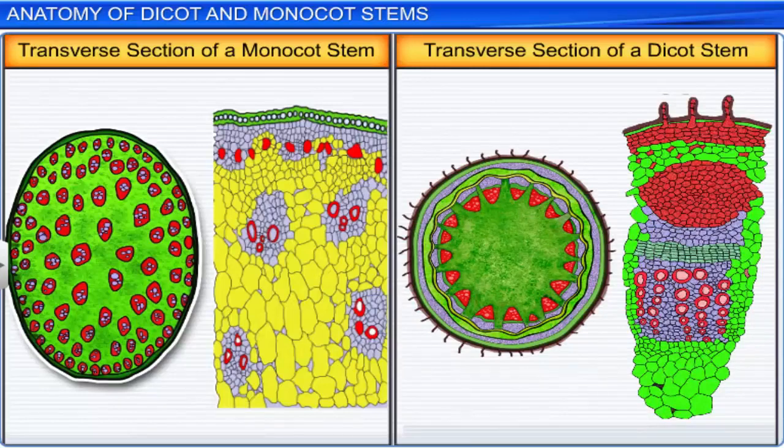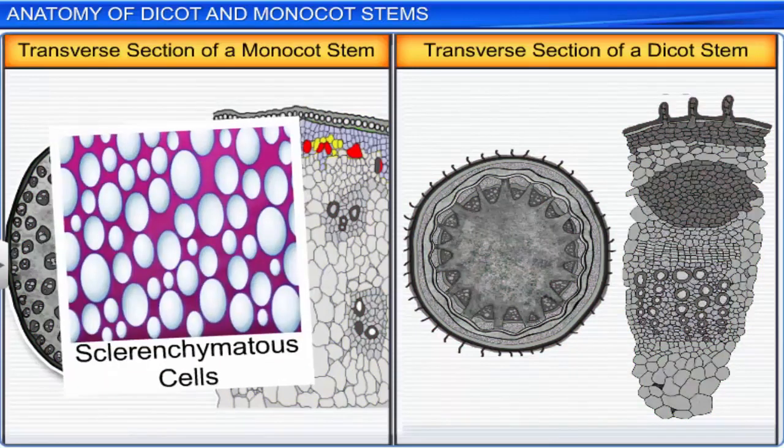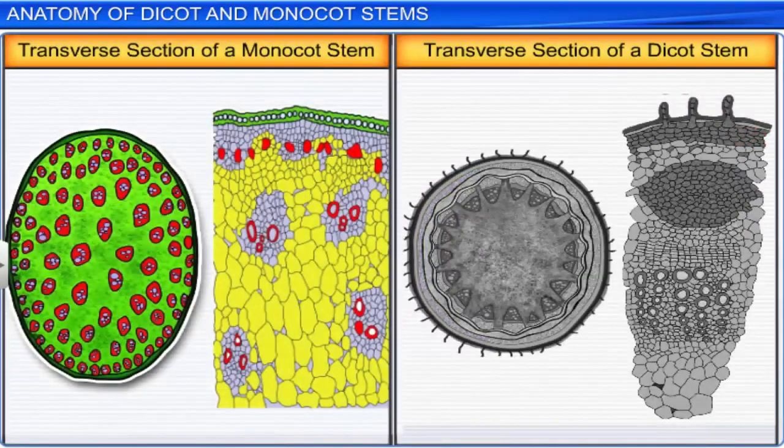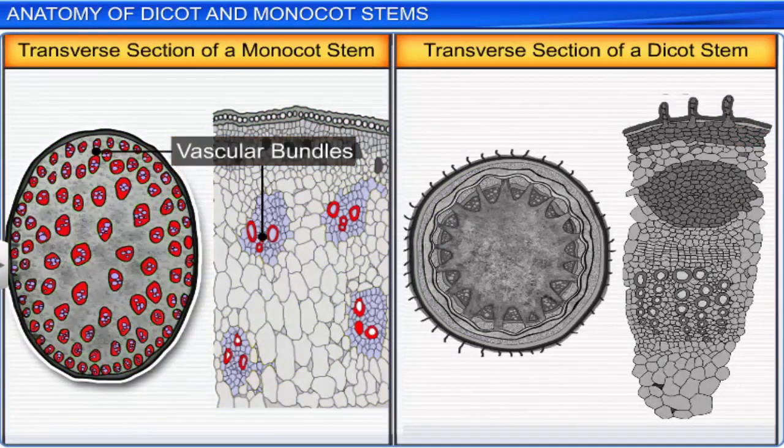In the monocot stem, the hypodermis is composed of sclerenchymatous cells, while in a dicot stem, it is composed of collenchymatous cells. The monocot stem has scattered vascular bundles and their arrangement is conjoint and closed. Moreover, water-containing cavities are present within the vascular bundles. On the other hand, in a dicot stem, the vascular bundles are arranged in a ring as conjoint and open.